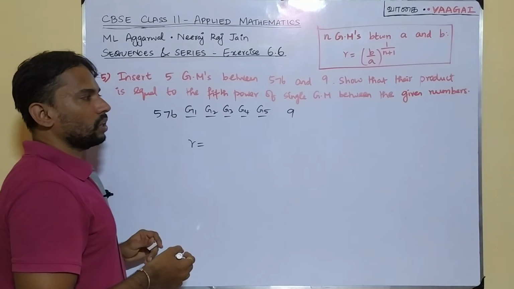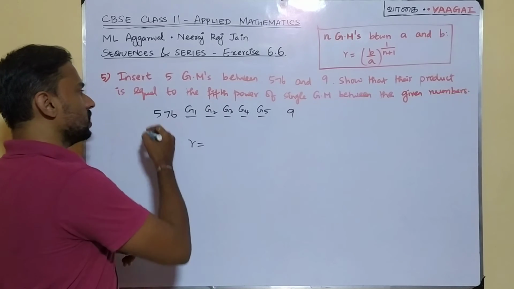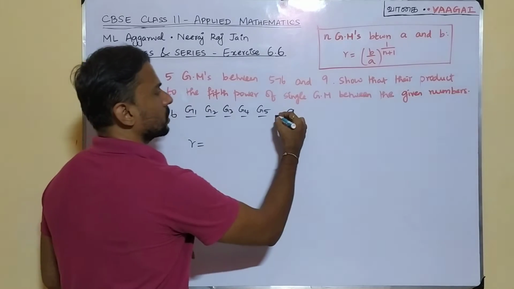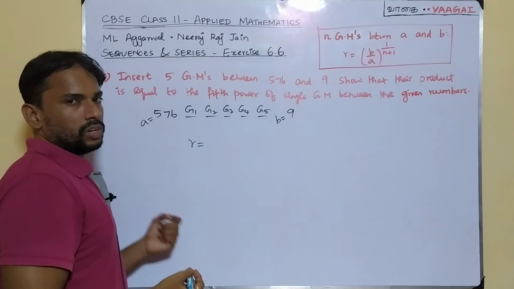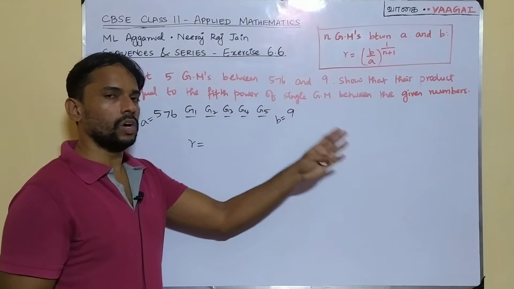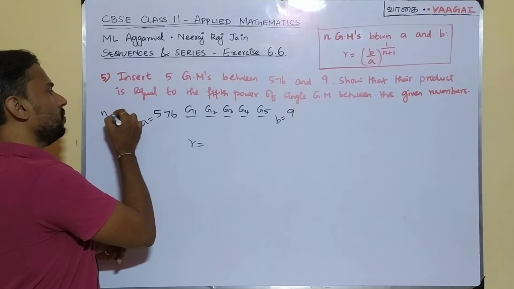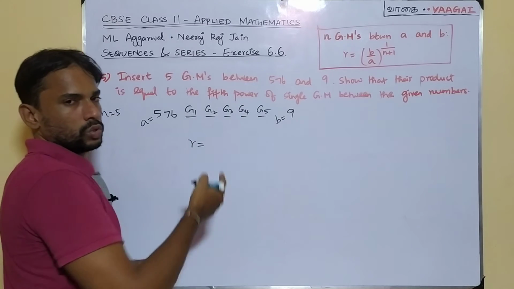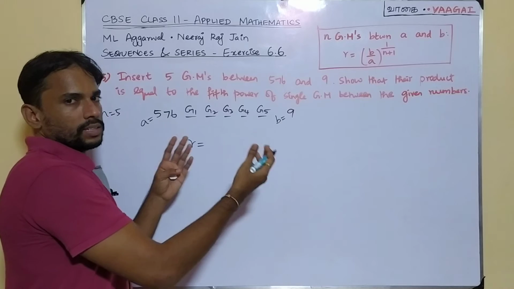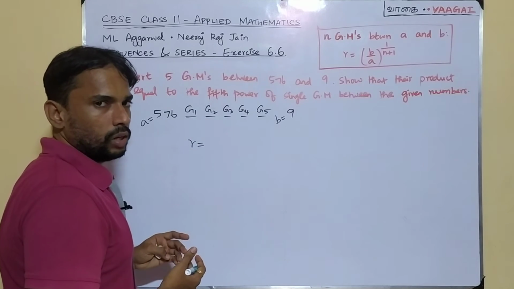And of course here, what are the values of A and B? A is 576 and B is 9. It's clear, right? A is the first value and B is the last value. So we have those two values available here. And of course, what's the value of n? n is going to be 5 because we are inserting 5 geometric means. So n is equal to 5. We can substitute those values here.